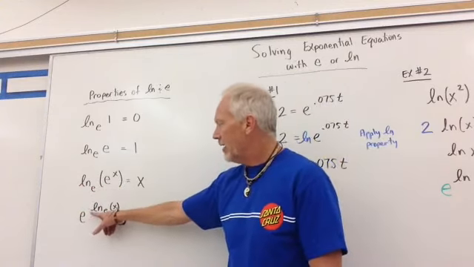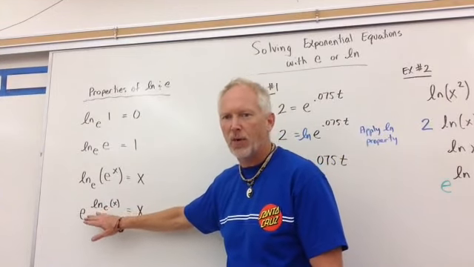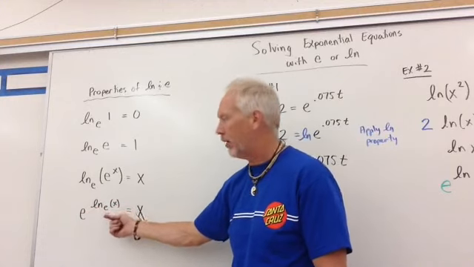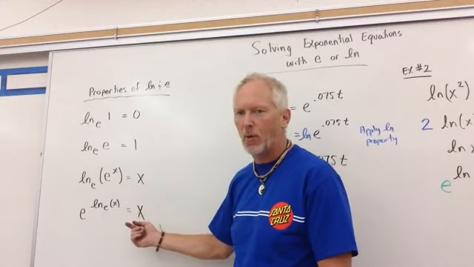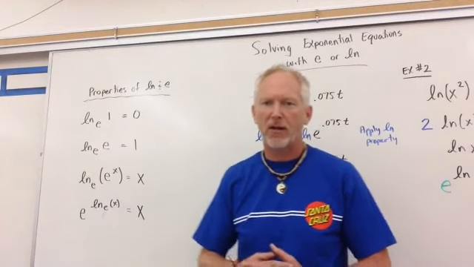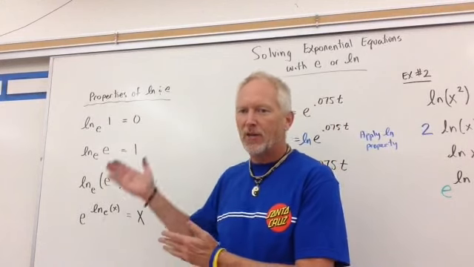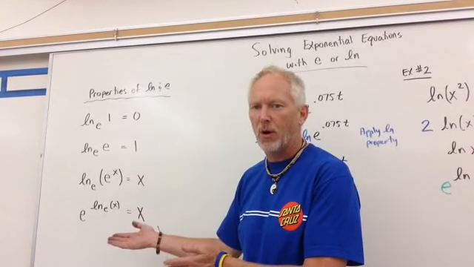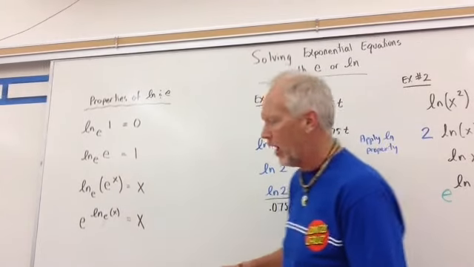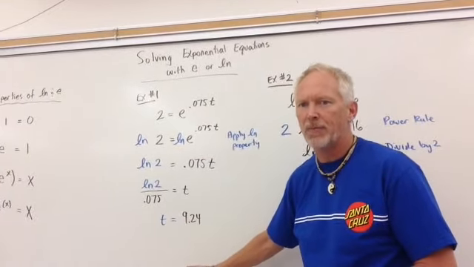Now, if there's an ln of e to the x and we make it look like it's in exponential power and we e both sides of the equation, then this x will just drop down. And we're going to use that tonight in a couple of different scenarios. So these are the properties that you want to make sure you are aware of so you can use them over and over again. All right, let's take a look at some examples.